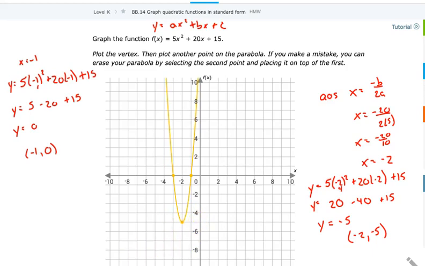So there you have graphing in standard form. Start with the axis of symmetry, find x. Once you know x, you can find y, and now you know your vertex. And then after you have your vertex, pick your next coordinate. If you can't use the y-intercept, pick a coordinate right next to your vertex to see if that works first. As always, you can pick any, but you're going to have to be careful because if it's not on the graph, you'll have to try another.